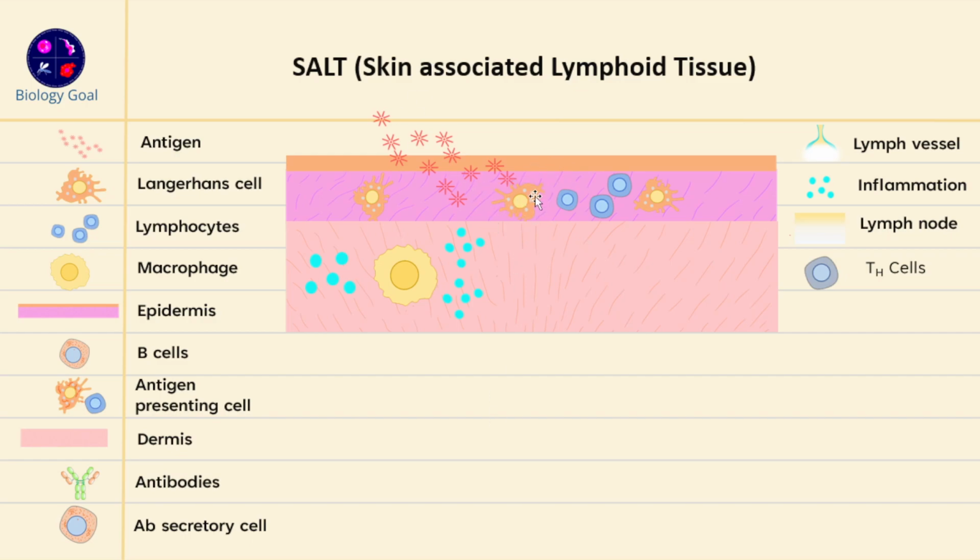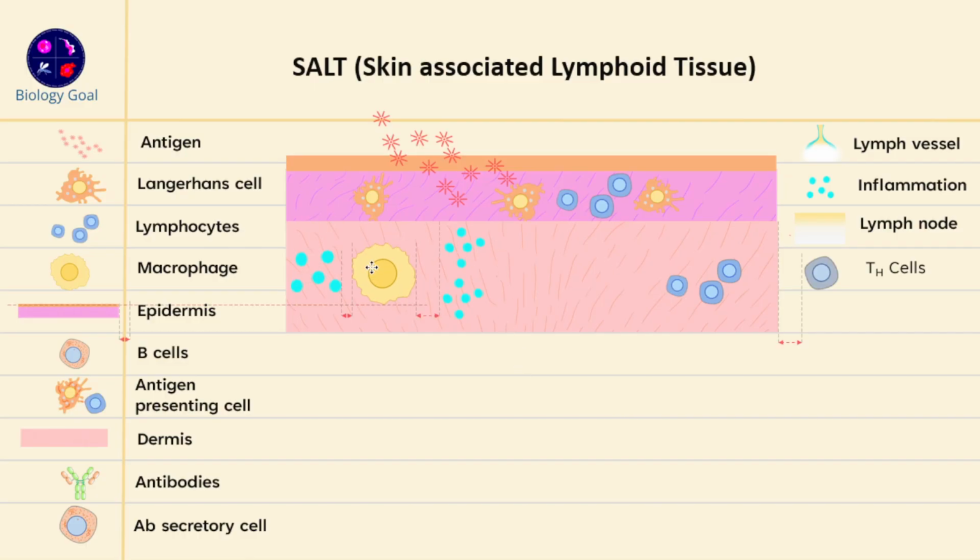Your Langerhans cells are getting activated. Macrophages are getting activated, and they are releasing a lot of cytokines right over here. In addition to that, you also have lymphocytes. So I'll put some of the lymphocytes right over here. And in addition to lymphocytes, you also have the entry of your entire lymph vessel, which is coming from here.